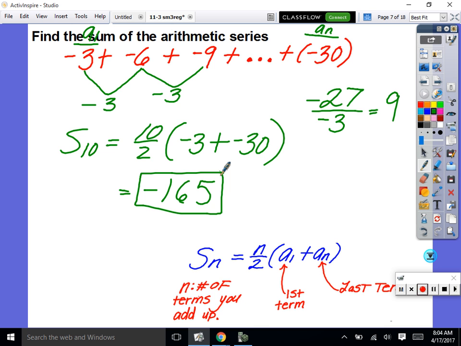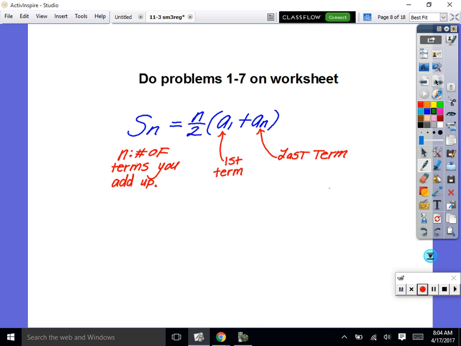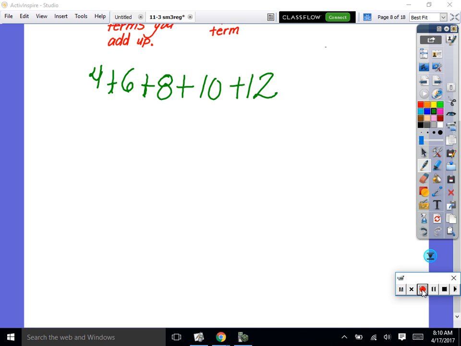Questions? All good? Ready to do 1 through 7? Okay, awesome. 1 through 7, check them off with me. Ready, set, go. I'm going to explain this one more time. If you're still a little confused on the first part, figuring out how many terms, watch this one. So I'm explaining it in very basic terms here.